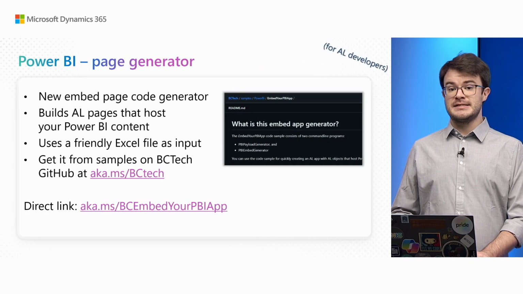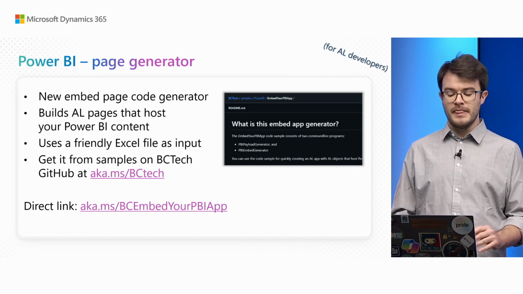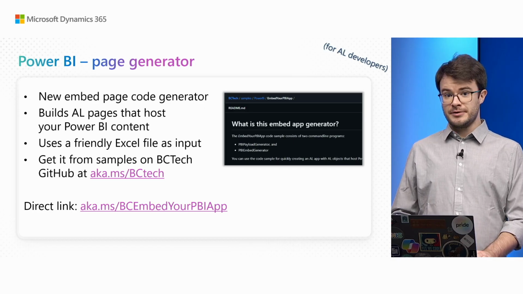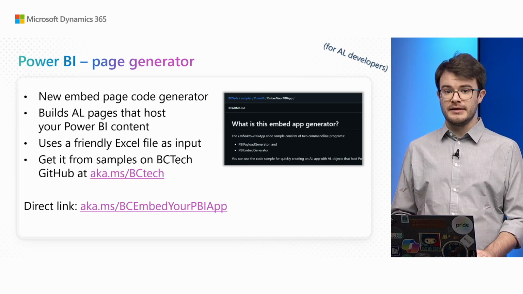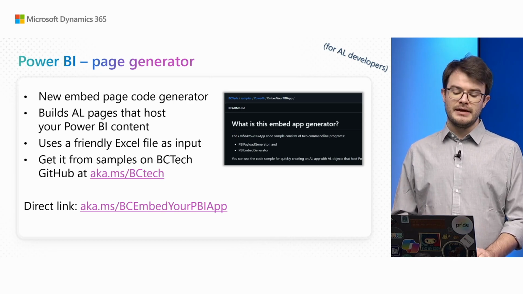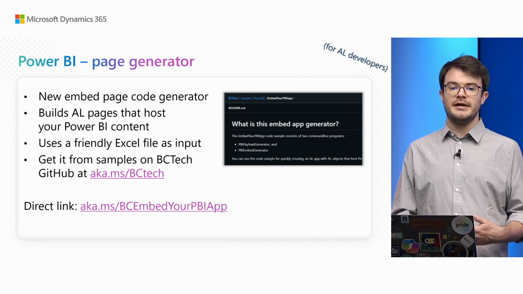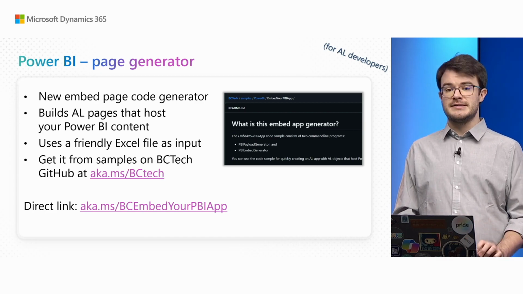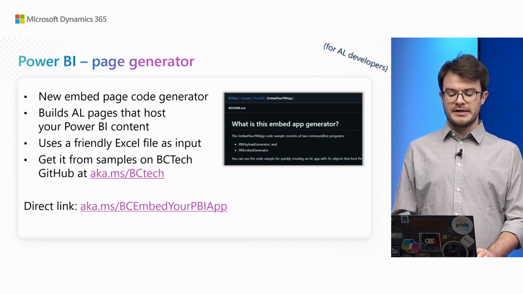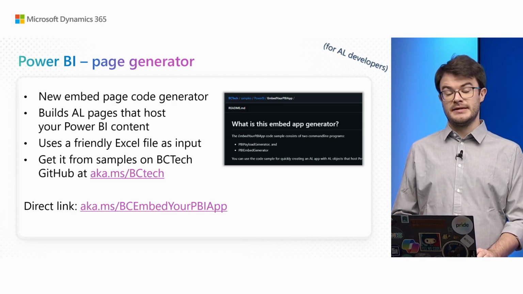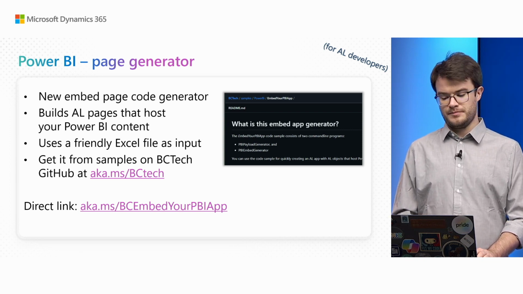If you're a larger ISV and you have a lot of reports that you want to embed within Business Central, you can use our code generator. This is available in our BC Tech repo or directly at the link that you can see on screen. You can use this and just input an Excel file to the generator, and you'll get out all the AL pages that you need, each of them pointing to the report that you prefer. And you can just, that way, have a much easier maintenance of your extension that uses Power BI integration.